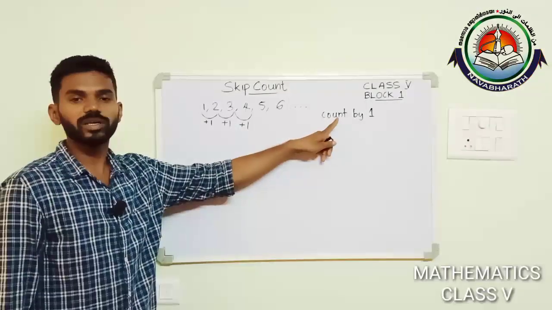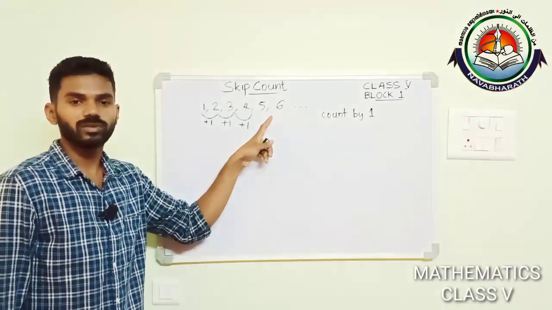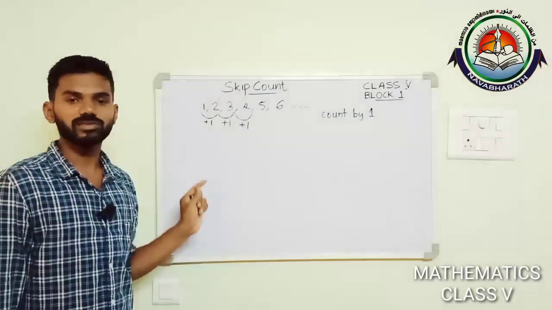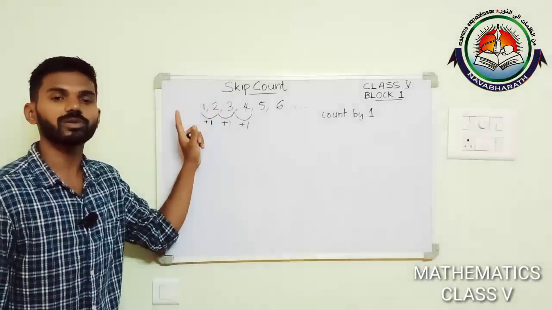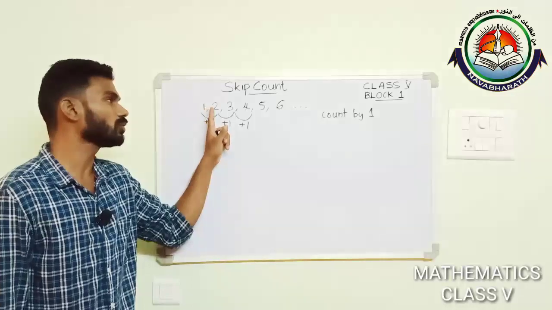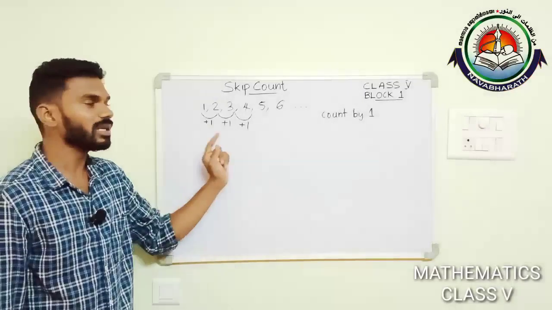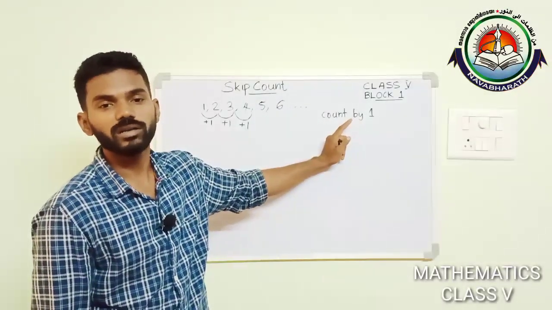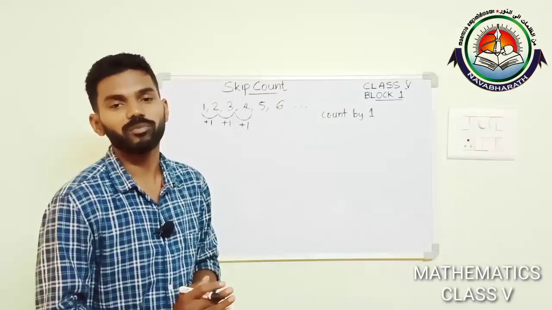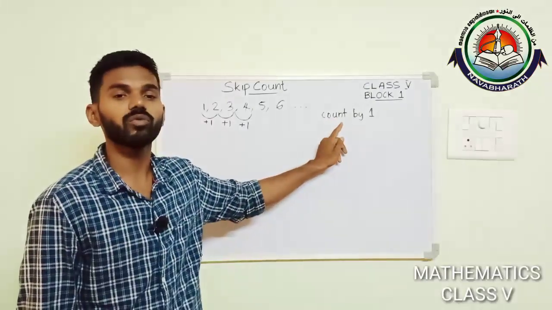Why is it a count by 1? Because we get each number in the counting numbers by adding 1 to the previous number. For getting 2, you have to add 1 to the 1. For getting 3, you have to add 1 to the 2. Clear? So this is simply adding the number 1. So that is how we obtain the counting numbers. So the counting numbers can be considered to be a count by 1.